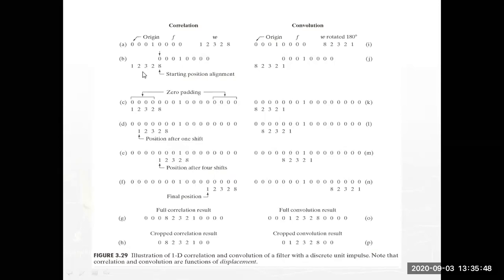So how are we performing the correlation with image A? What is my image? Image is 000010000. What is my window? 1, 2, 3, 2, 8. First we have to position. How are we first positioning? The last position of your window is multiplied with the first bit.